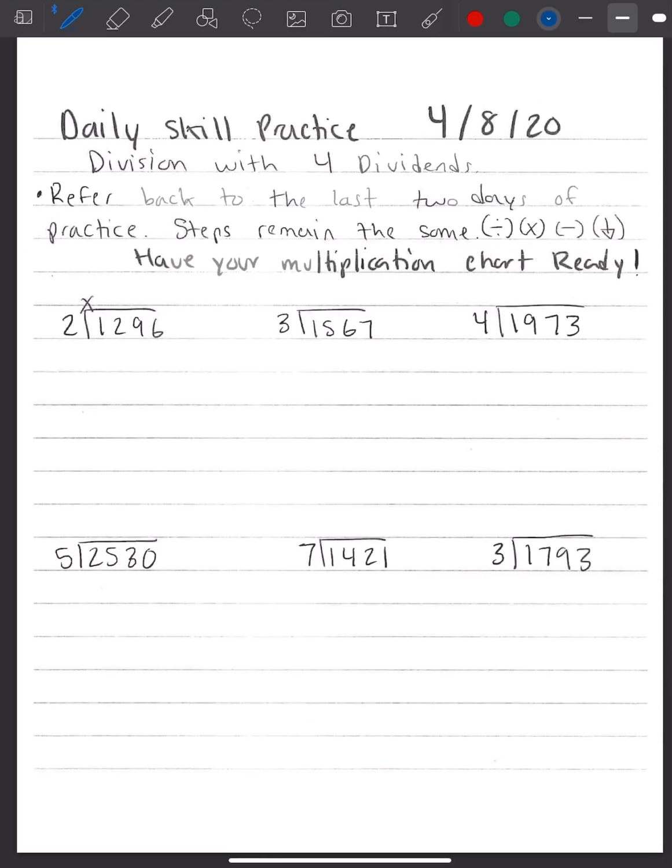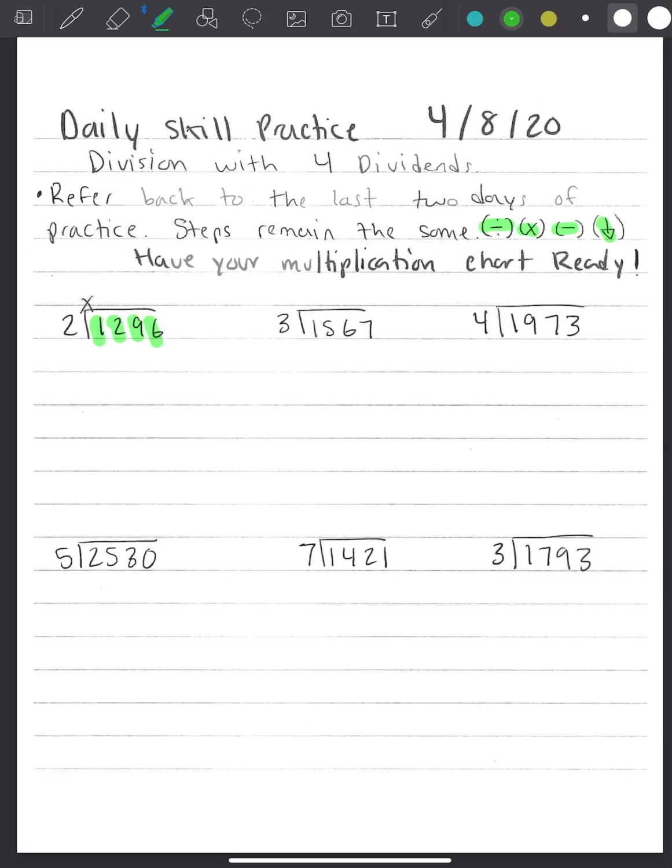Okay, guys, so as you return, we're on our daily skill practice. We're still working with division. If you remember from yesterday, we were working with 3 dividends, and on Monday, we were working with 2 dividends. Today, we are working with 4 dividends right here. Okay? Division, guys, it's the same thing. You're still going to divide, multiply, subtract, and bring down.